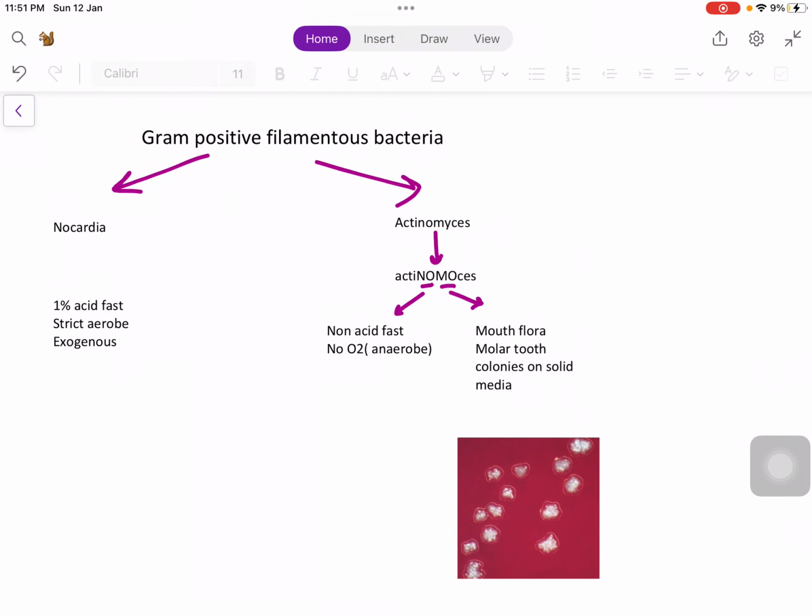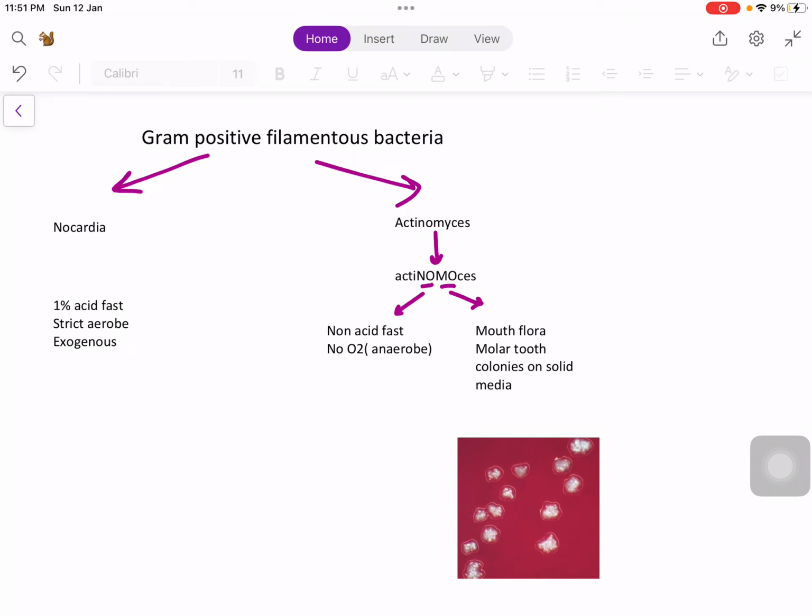So in our question, actinomyces was not in the option, but we should know how to differentiate nocardia and actinomyces, as they both cause mycetoma, that is actinomycetoma. So to remember the differences, we'll remember actinomyces as actinomosis. Why? Because no and mo will help us to remember the differences.